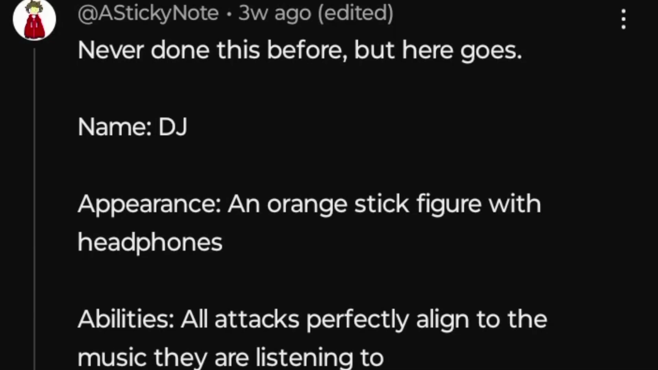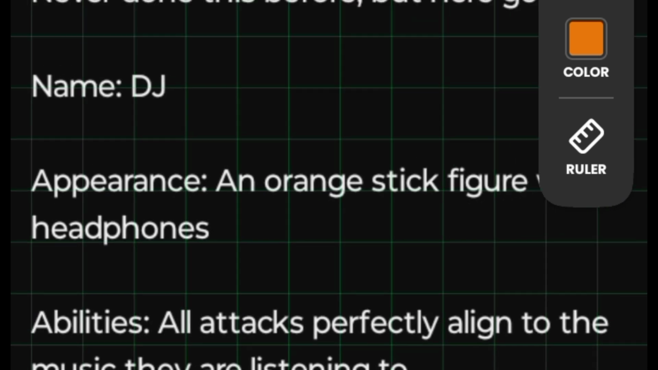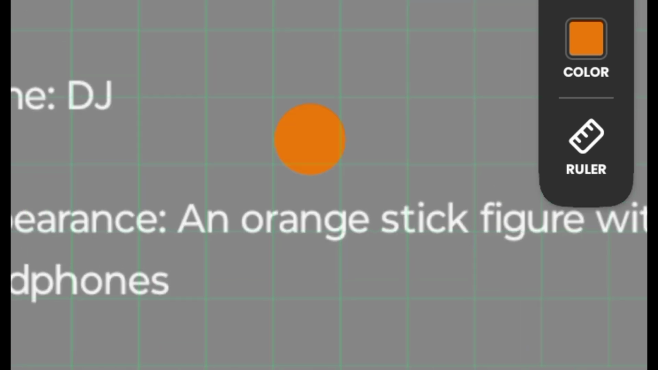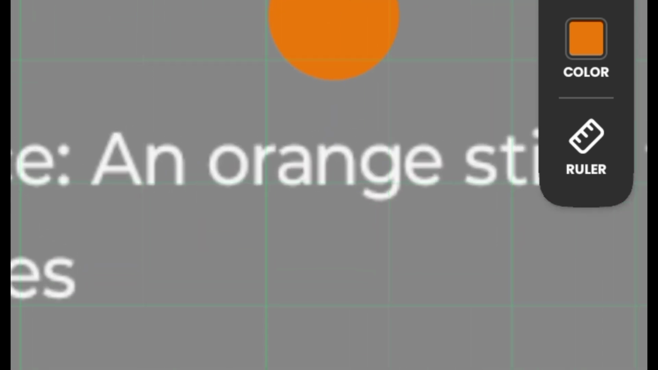And for our third and final suggestion for this video, a sticky note writes, "Never done this before, but here goes." The character's name is DJ. The appearance is an orange stick figure with headphones. All attacks will perfectly align with the music that the stick figure listens to. And so, he's an orange stick figure with headphones, so let's just go ahead and make the normal stick figure.